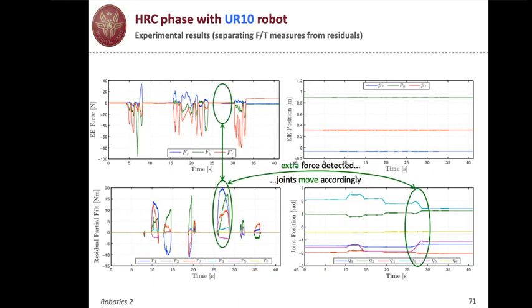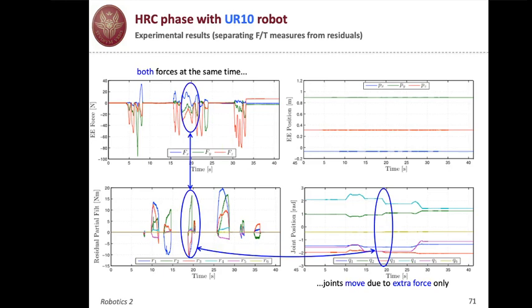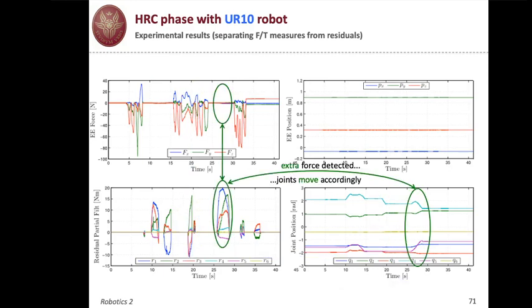However, if the operator applies a force on the structure, the force torque sensor is measuring nothing because it's beyond the contact point. However, the residuals are being excited, and this will move the joints accordingly, as evidenced by the green ellipses on the fourth plot.